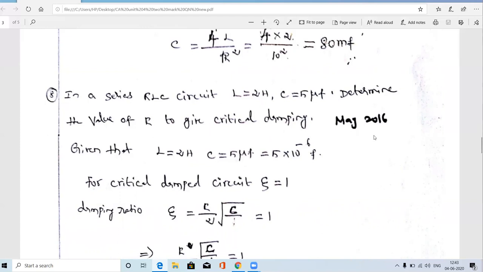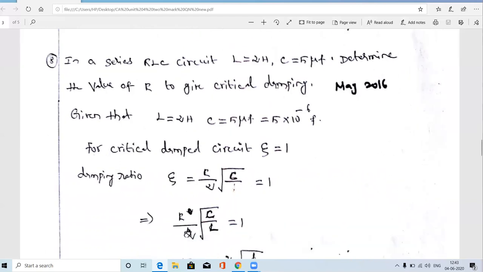So it's a May 2016 question. You know the condition for critical damping, so you know the formula. What is the formula? For critically damped, the damping ratio eta equal to R by 2 square root of C divided by L, and it is equal to 1. So this is the formula: R by 2 square root of C by L is equal to 1.